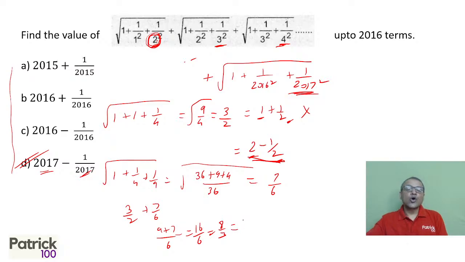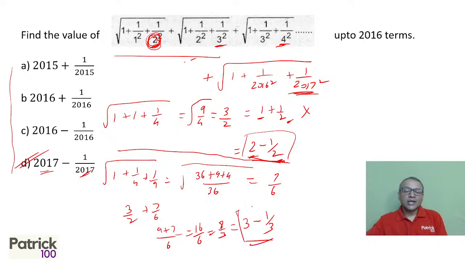8 upon 3 is also 3 minus 1 upon 3. You need not do this, I am just showing it to you, showing that it also works with higher numbers. So this is 3 minus 1 by 3. When it was 2 in the end, we got 2 minus half. When I took three terms, I got 3 minus 1 by 3. So from that I can make out the answer is D option.